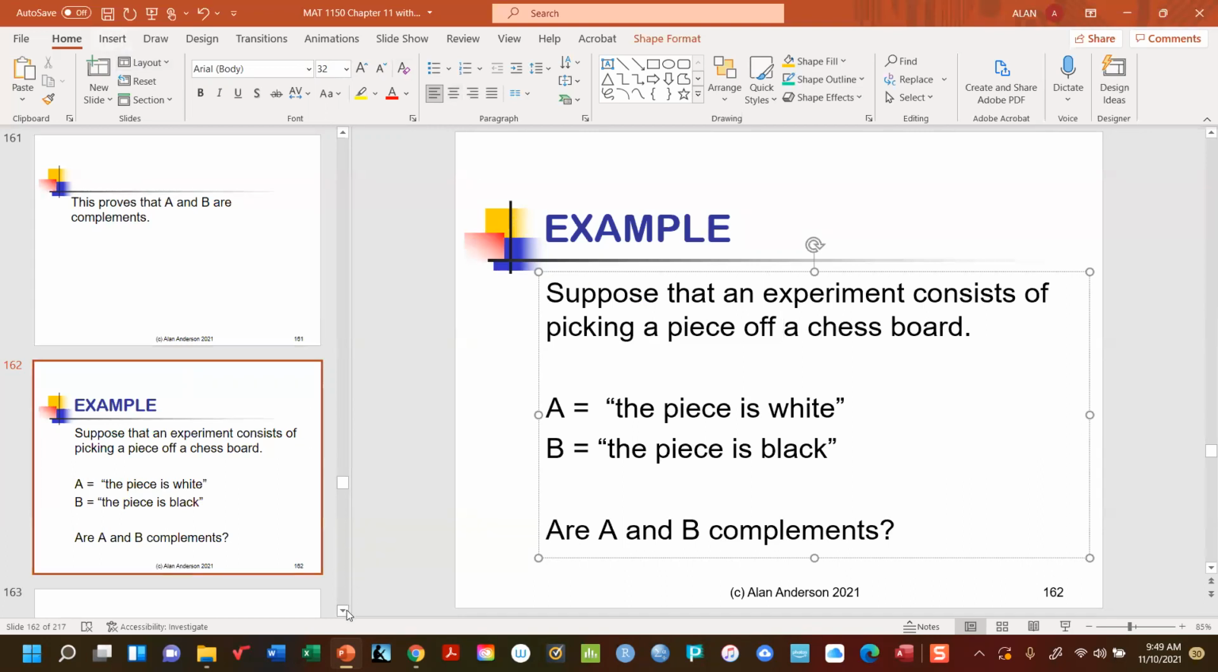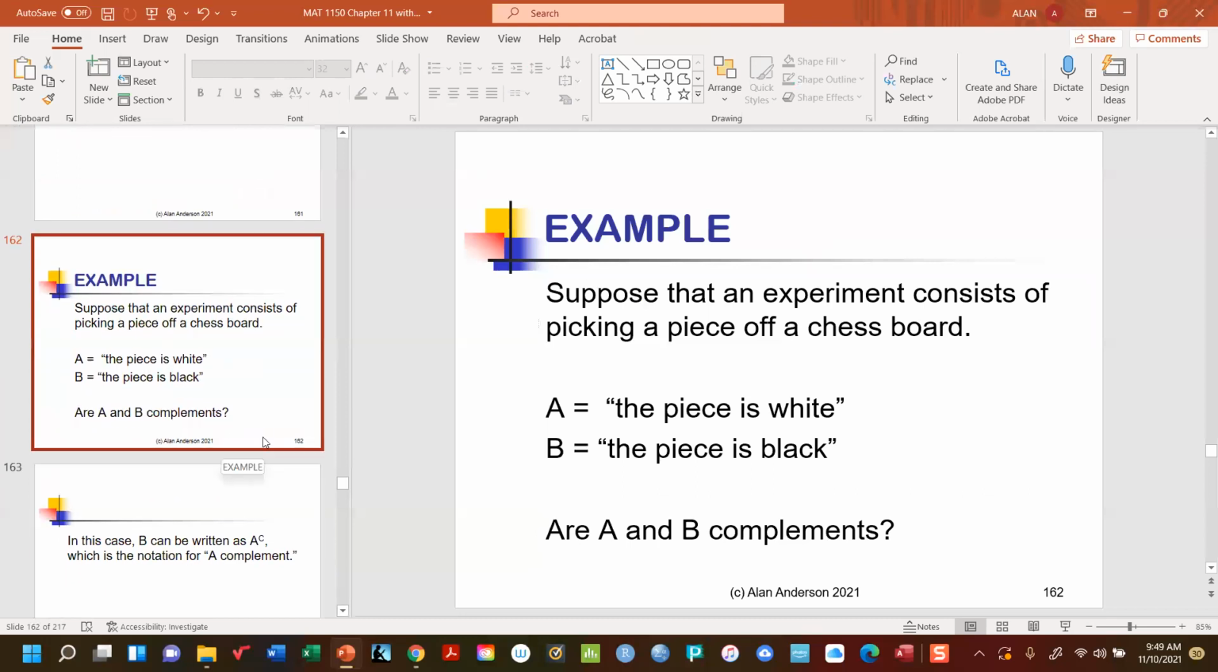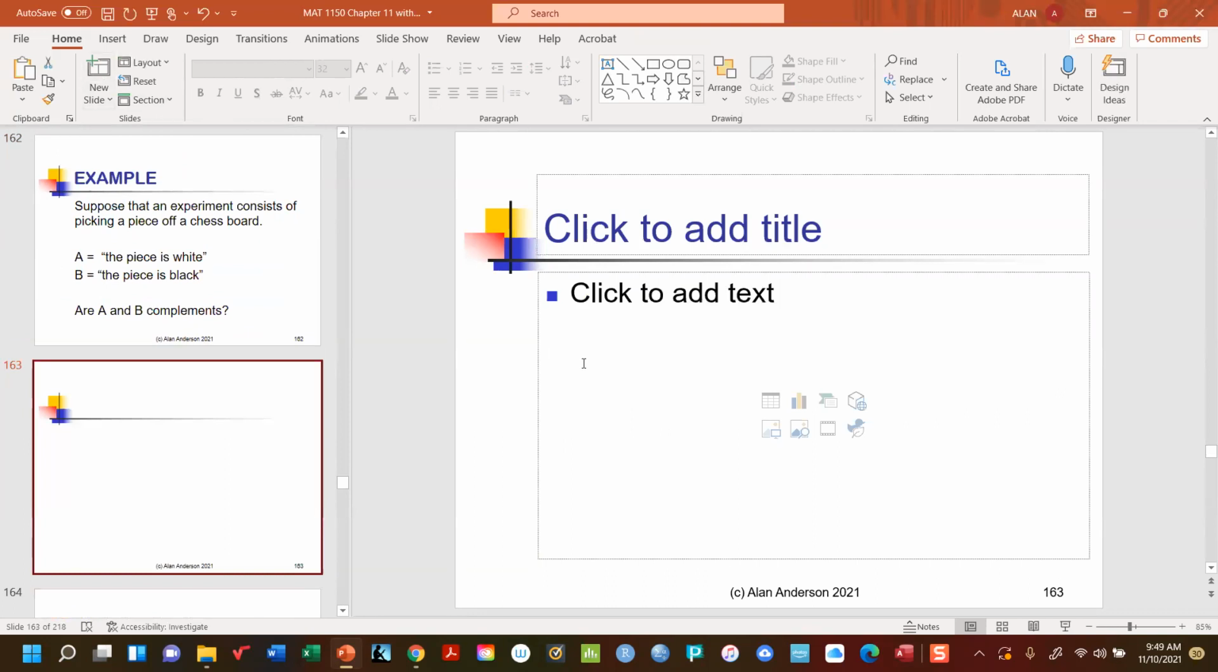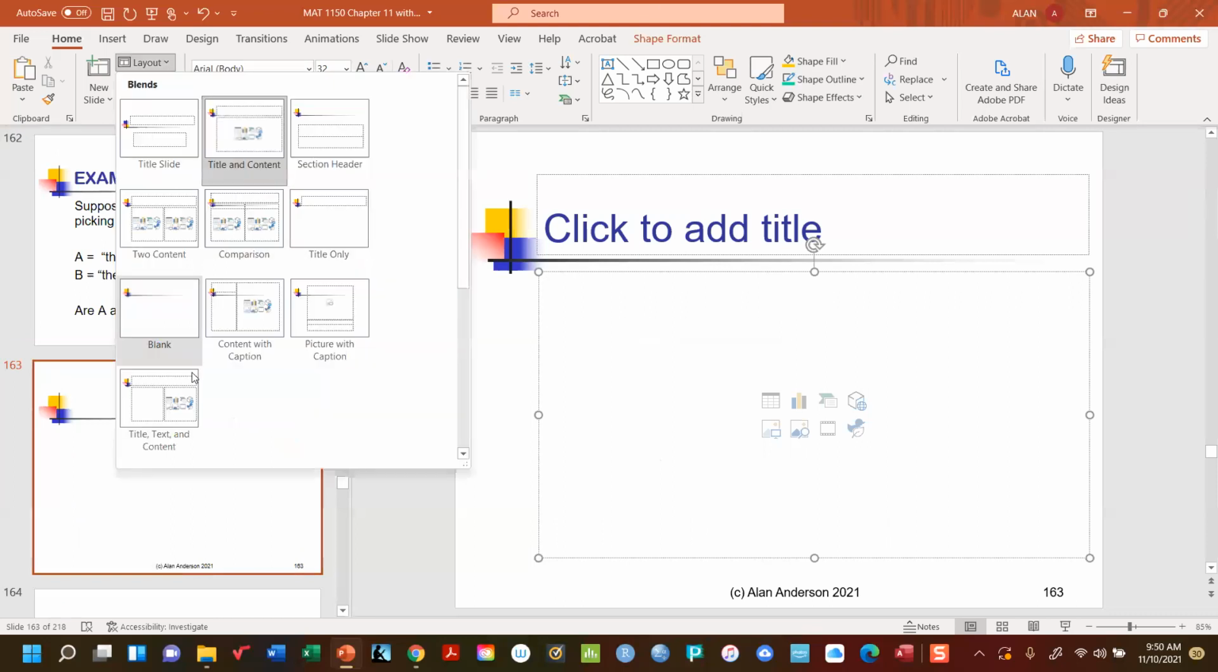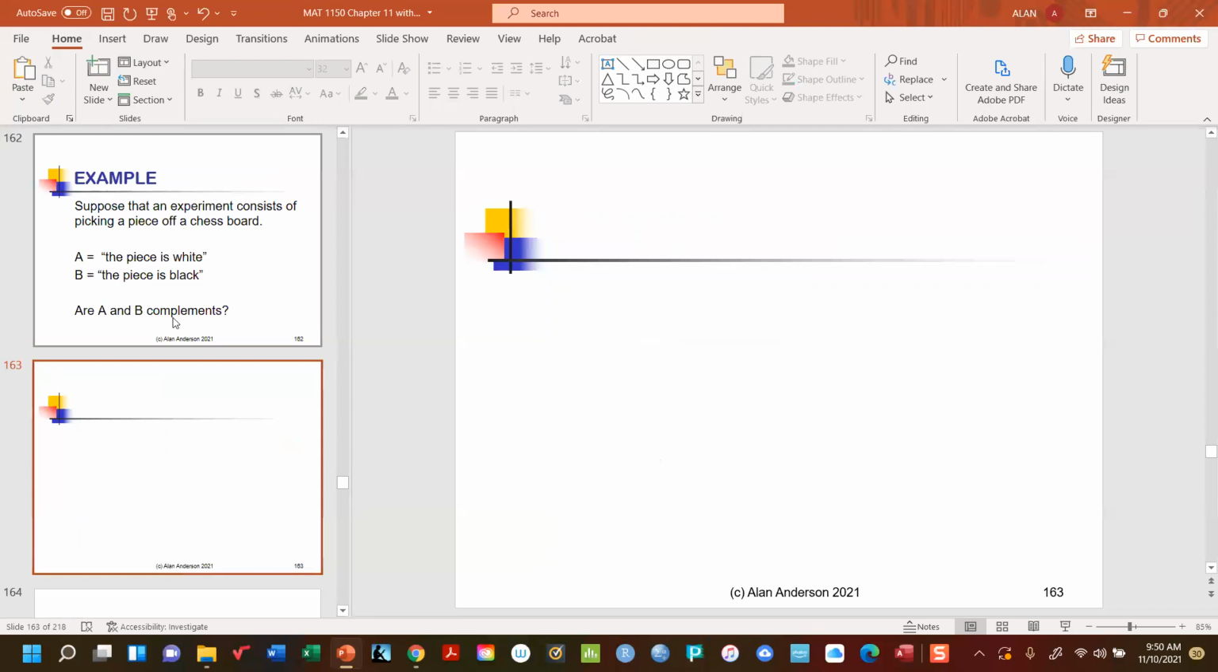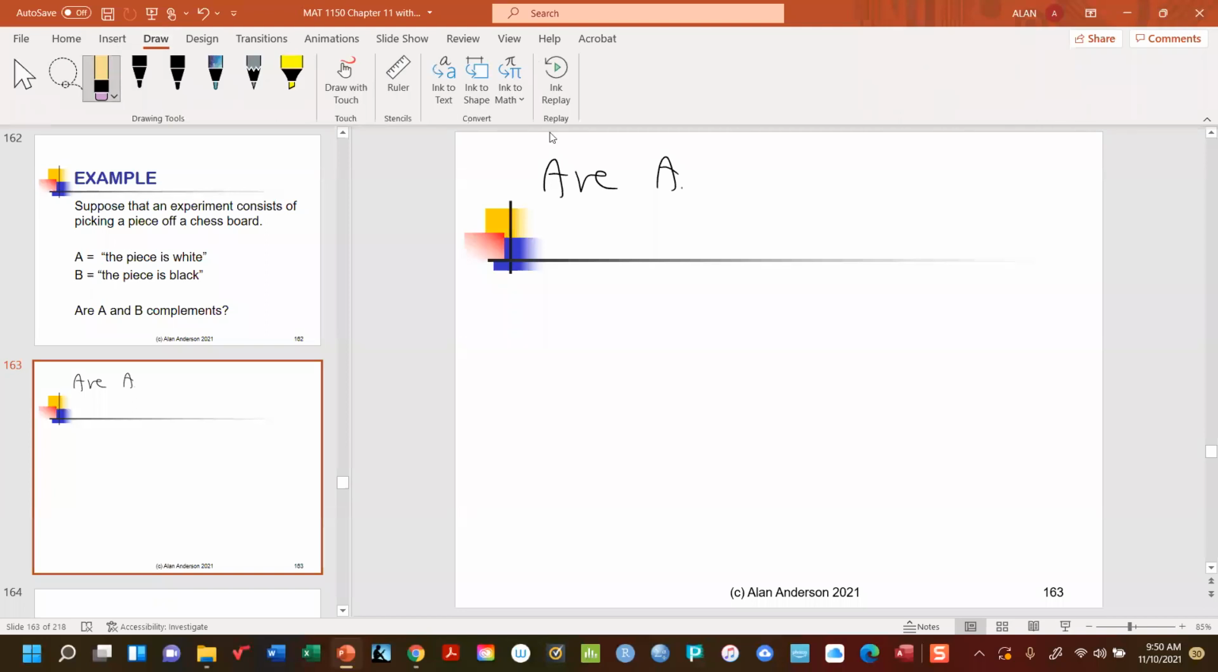So the question is, are these complements? Well, let's think about it in two ways. We need to know two things. Let me write it like this.